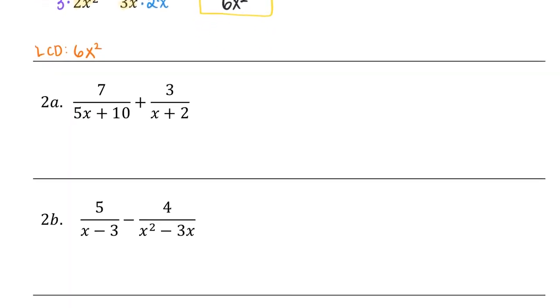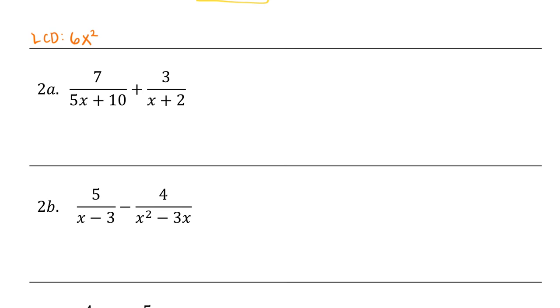Okay, let's look at 2a. Now we have a binomial, so that's 5x plus 10 and it's x plus 2. Let's factor the 5x plus 10 so we can look at it a little bit better. That's 5 times x, 5 times 2. This is better because I can see from both fractions, they both have x plus 2's. But this one also has a 5 on it. So the least common denominator is going to be the 5 and the x plus 2.